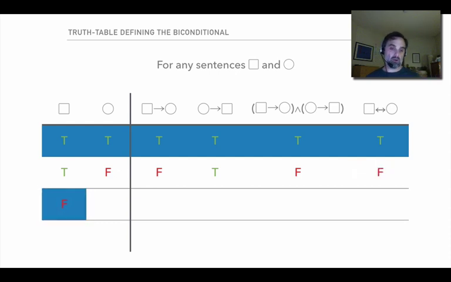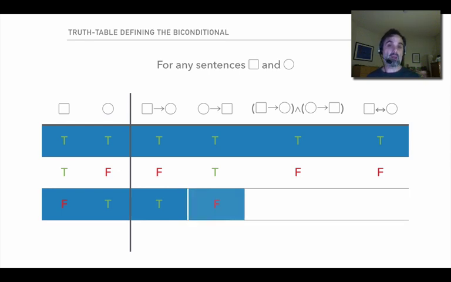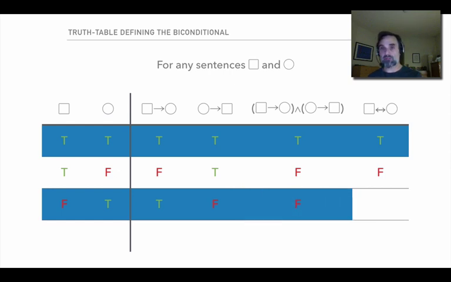What about if box is false and circle is true? Well, then if box then circle is true, if you look at the third row of the conditional truth table, that's what you'll see. But if circle then box is false because its antecedent is true but its consequent is false. So again, one of the two conditionals in the conjunction is false, and so the biconditional is false. Okay, what about if box and circle are both false? Then both of the conditionals are true, which is kind of weird, but that's the way the conditional works. And so the conjunction of the conditionals is true, and so the biconditional is also true.